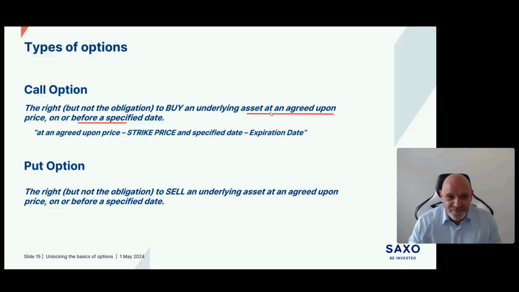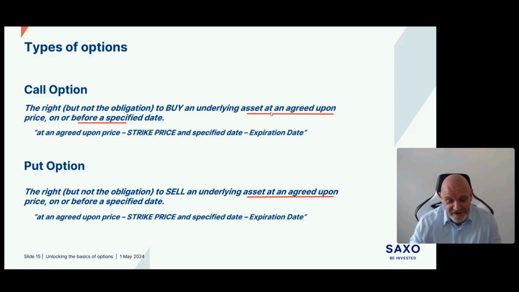A put option gives you the right, but again, not the obligation, to sell an underlying asset at an agreed upon price on or before a specified date. Again, the same thing, but what's the difference here? The difference is you have the right to sell, which means if you buy a put option, you have a right to sell something. Let's say stock ABC, because I won't use Amazon anymore. That would be too much advice because I don't know what Amazon is going to do, and honestly, I don't care.